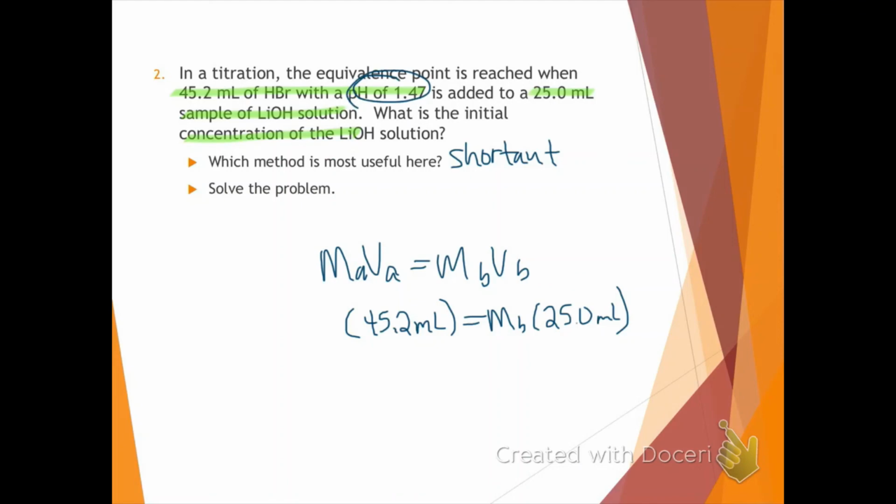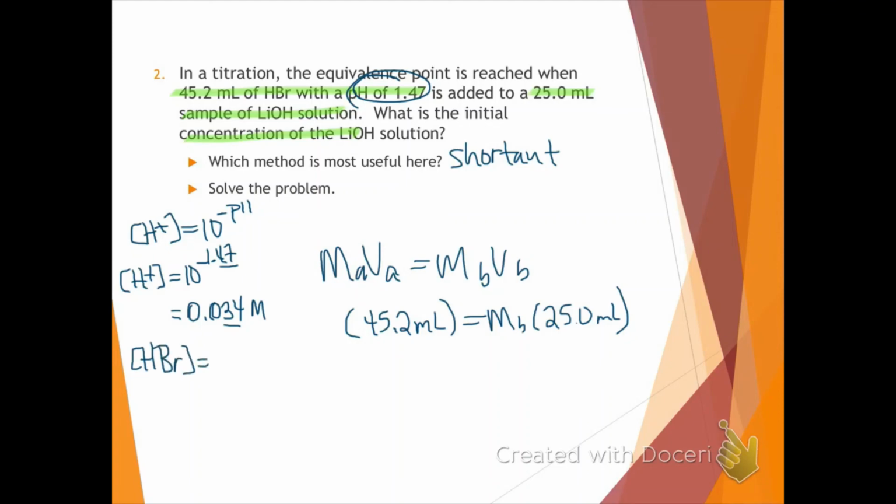Well, it gave us the pH of the acid. From our pH, we can find our H+. H plus is 10 to the negative pH power. So that gives us 0.034 molar. Remember, with our pH, we got 2 sig figs, so we're keeping 2 sig figs in our molarity here. Well, that's our H plus. That's not necessarily the HBr calculation. However, they are going to be equal.